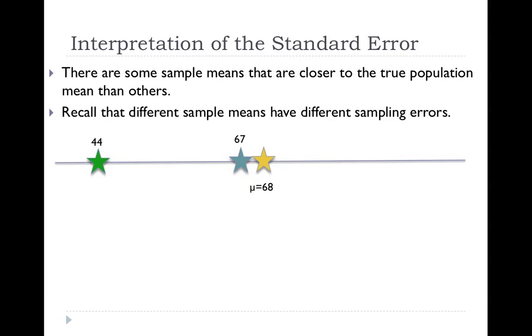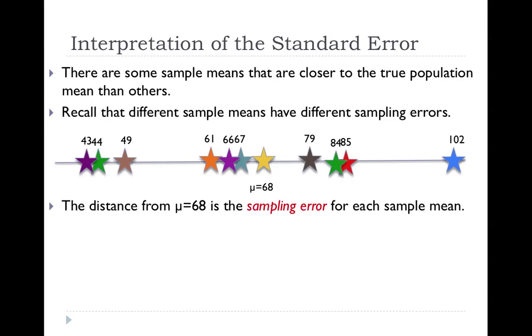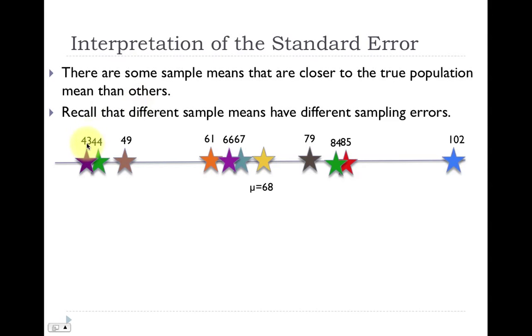So 44, which is also a possible sample mean, is far on the left. 85 is on the right. And notice that the location of each of these possible sample means is at different points on this horizontal line. Okay, so at the farther ends, we have a sample mean of 43, and on the other side, we have a sample mean of 102, both of which are far from our population mean 68. And close to 68, we have 61, 67, and 66.